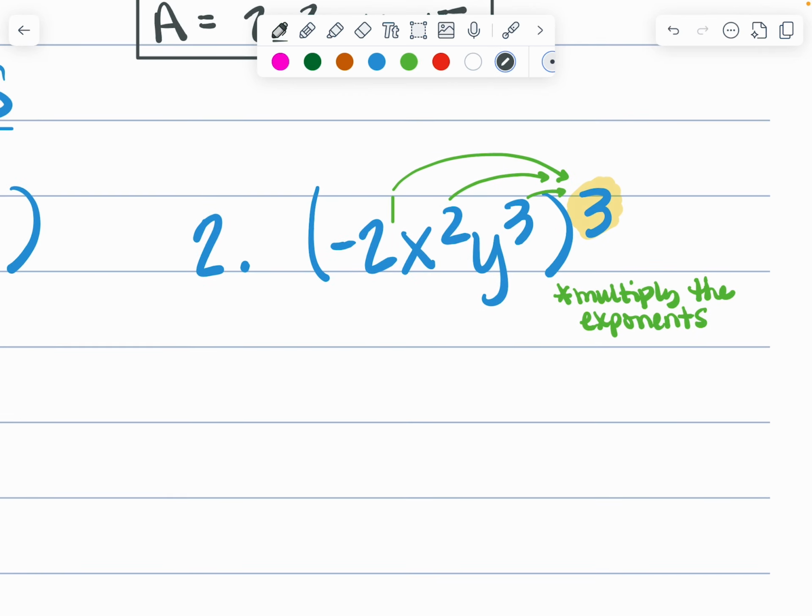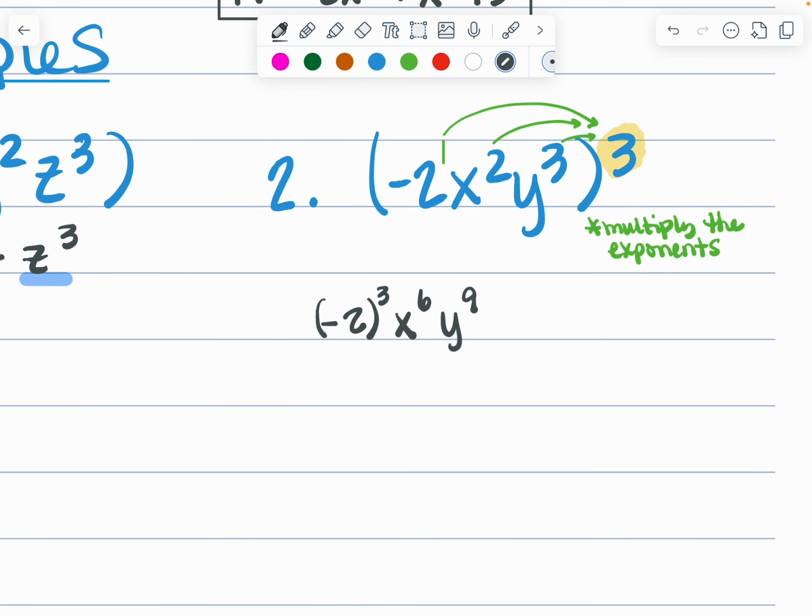So now I'm just going to rewrite what I have. I have a -2, and I'm going to keep it in parentheses. Remember, parentheses are important. And of course, 1 times 3 is 3. And then x to the 2 times 3, which is 6. And y to the 3 times 3, which is 9.